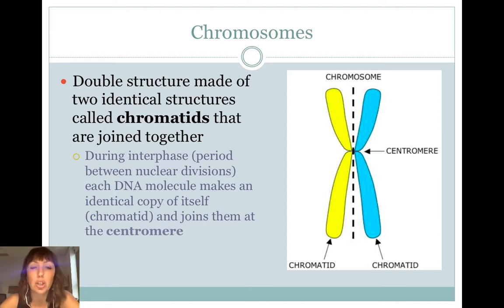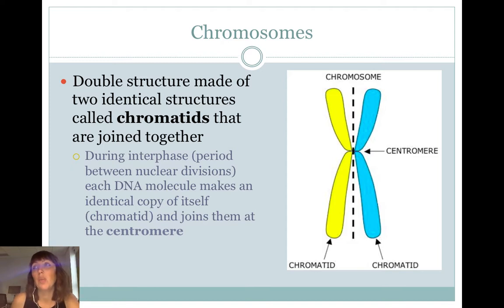So a double structure made of two identical structures called chromatids are what you see here on the right, and they're joined together in the middle by the centromere. So during interphase, which is the period between nuclear divisions, each DNA molecule makes an identical copy of itself. And we're all used to seeing chromosomes as this characteristic X shape.